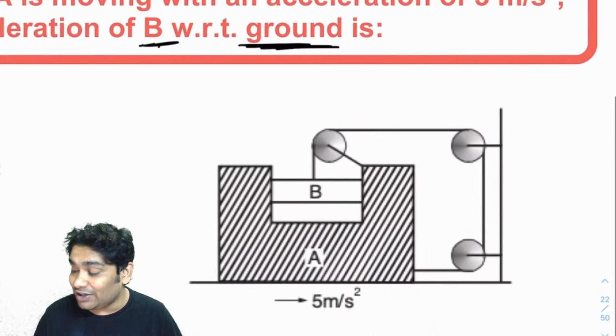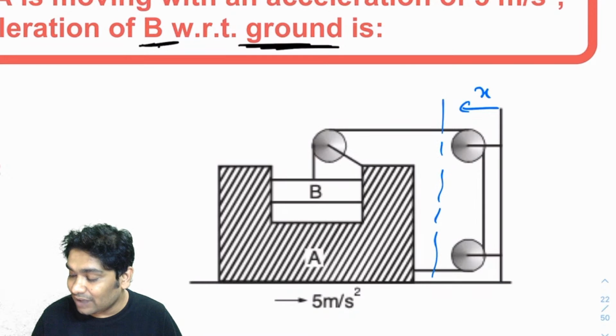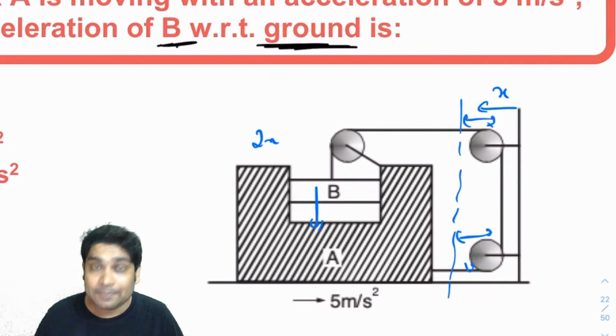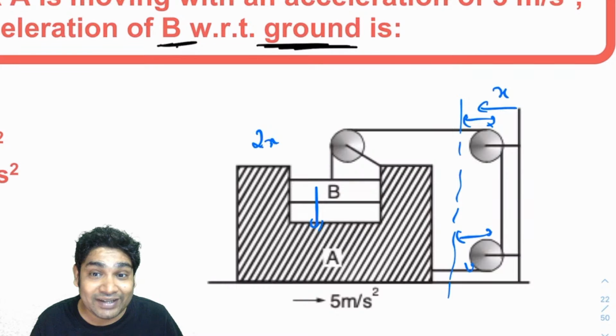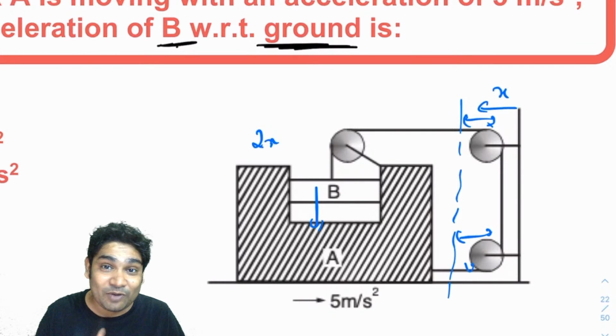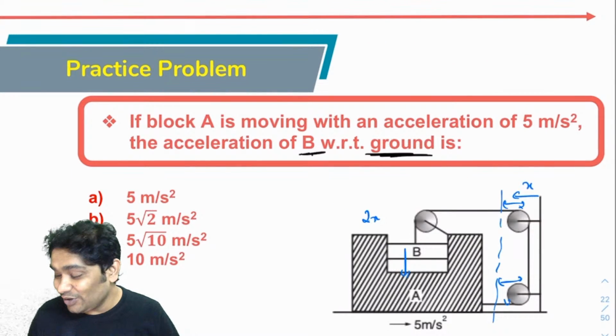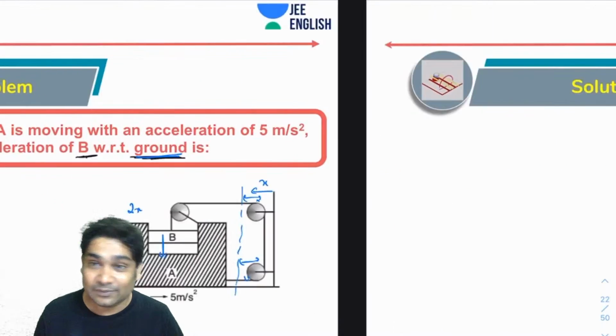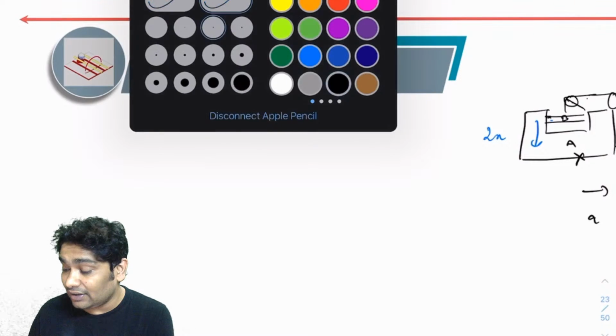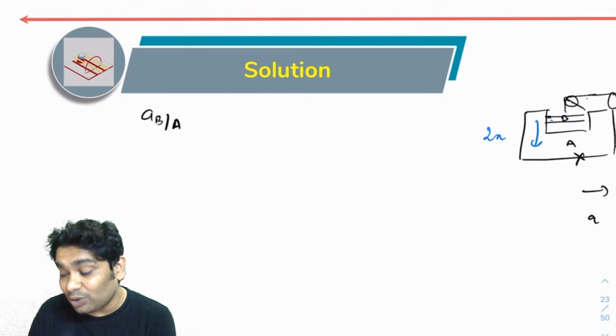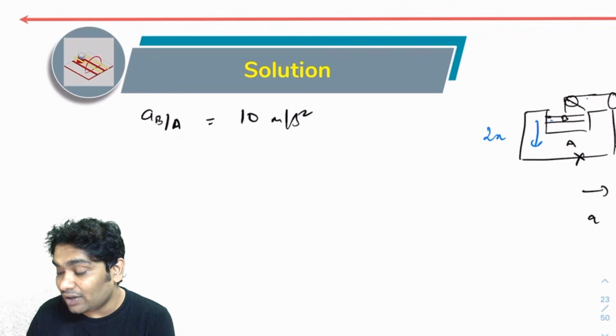What happens if the wall shifts here by X? X string would get vacant here, X string would get vacant here, all this string would go here, and this would go down by 2X. Are you convinced about that? But that is only in the reference frame of A. You have been asked in the reference frame of the ground. So now I can say that acceleration of B with respect to A is 10 meter per second square downwards.